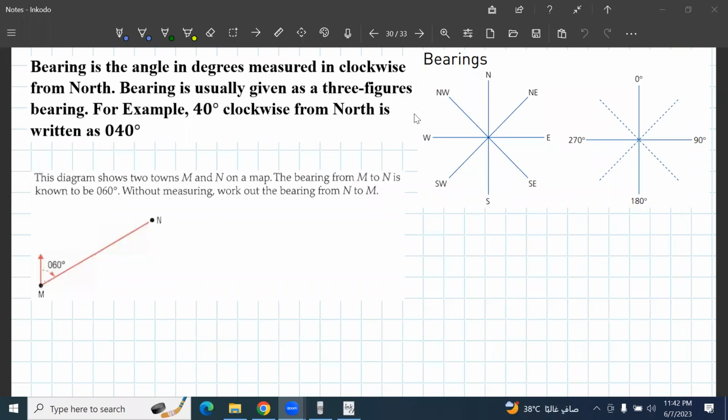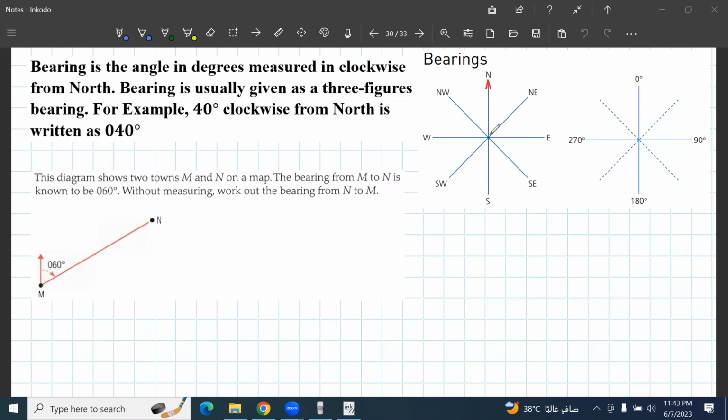Today we'll discuss bearing, the concept of movement along the clockwise direction. The bearing is the angle in degrees measured clockwise from north, and I hope you know the directions I mentioned here.